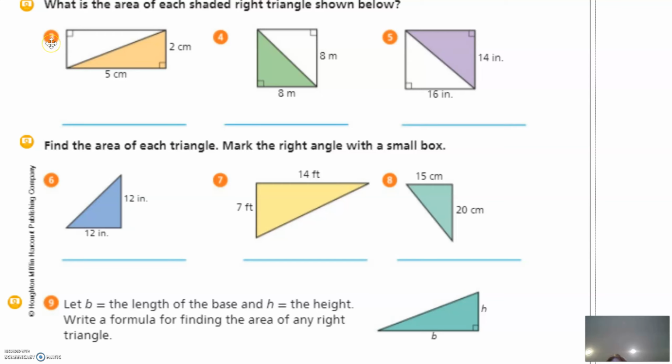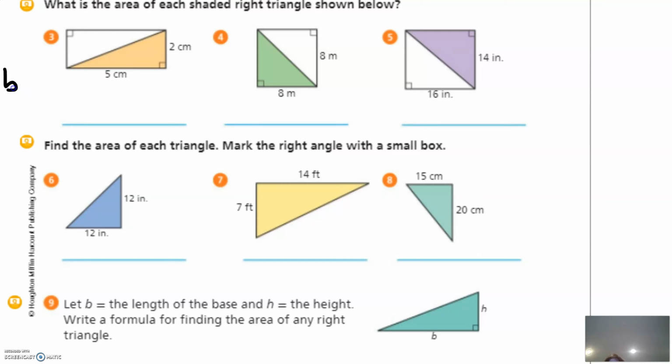So let's take a look at number 3. If we try to figure out the area of the whole rectangle, it would be 5 times 2. If we draw the diagonal and cut it in half, it would be half of 5 times 2. Well, you know 5 times 2 is 10, so the area of that would be 5. So 5 centimeters squared.